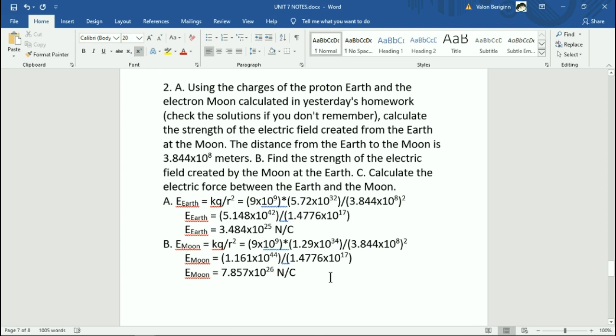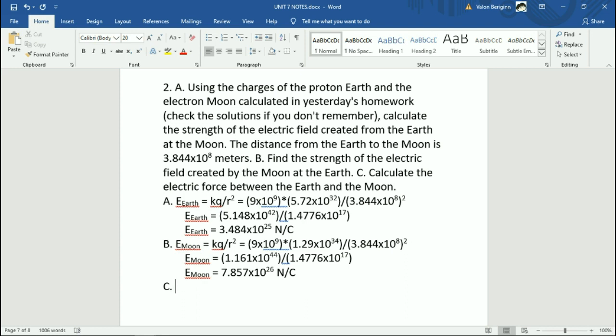So the difference here is that we changed the charge value. Remember how this charge was about 20 times this charge? That means this field should be about 20 times this field. And yeah, it's pretty close. It lines up well enough. So this seems to work. Those are our two field numbers. So then C is to calculate the force between the Earth and the Moon.